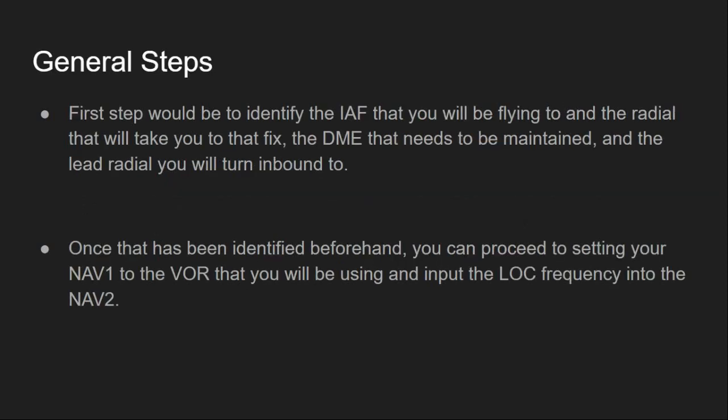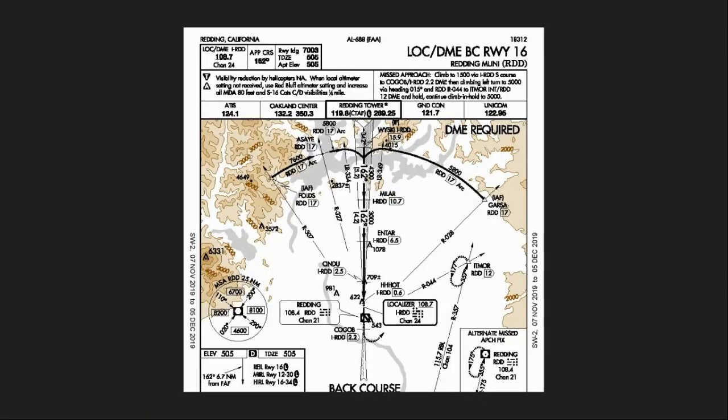Okay, so for some general steps. The first step would be to identify the initial approach fix that you'll be flying to and the radial that will take you to that fix. You will also need to identify the DME that needs to be maintained throughout the entire arc and the lead radial that you will turn inbound to. For this example, I am using the Reading Municipal Airport's localizer DME back course runway 16. I just chopped up the approach plate, so it looks funky, but please bear with me here.